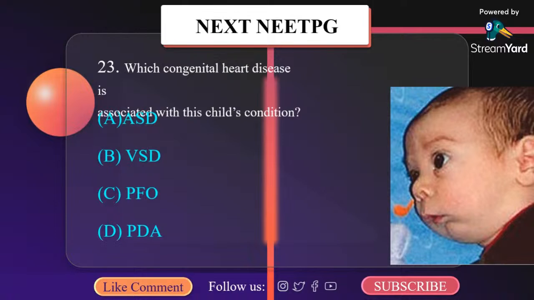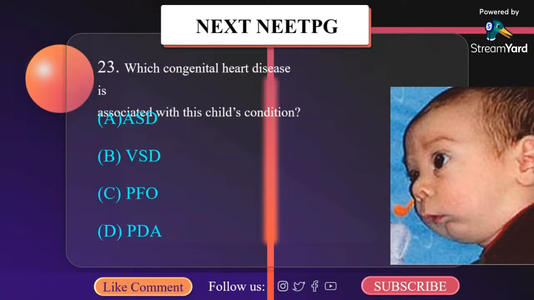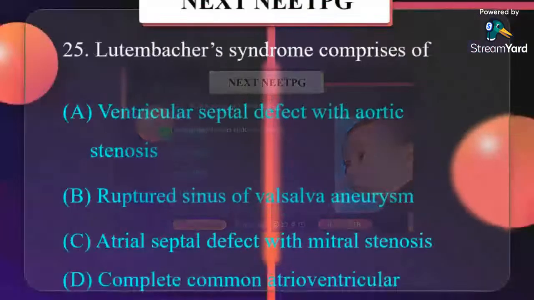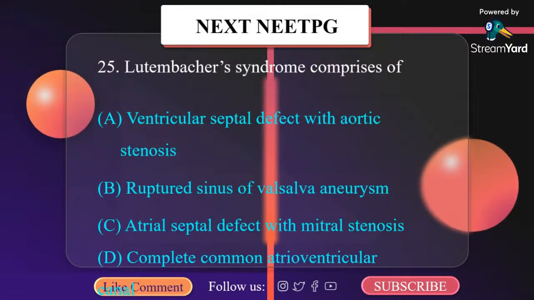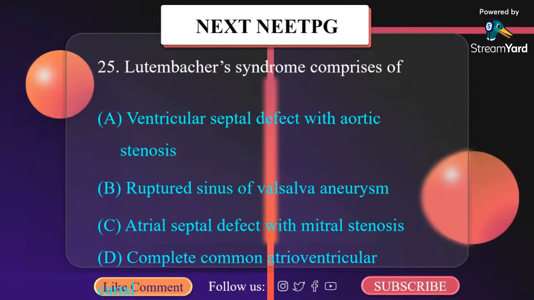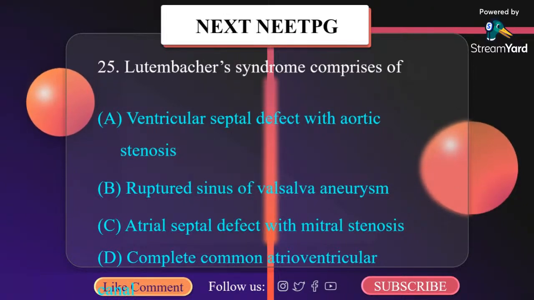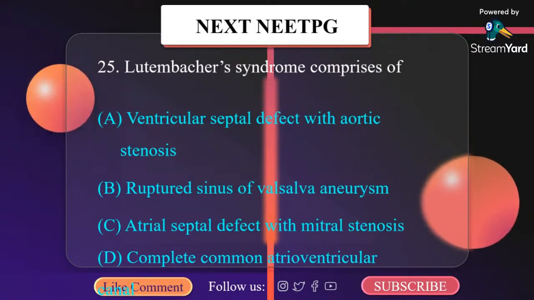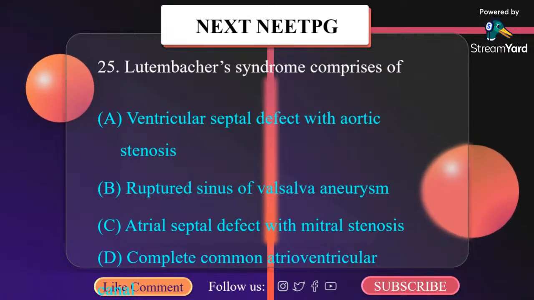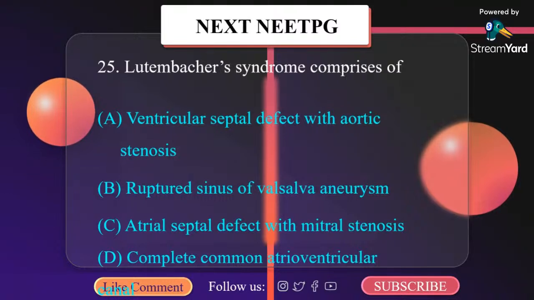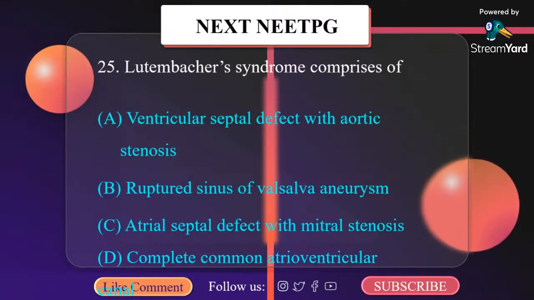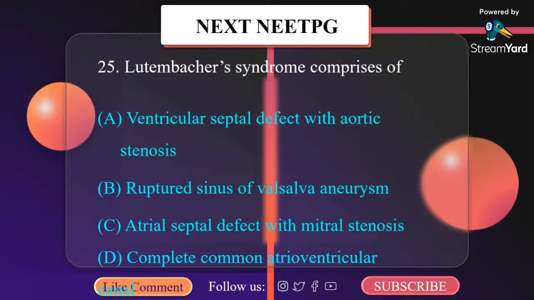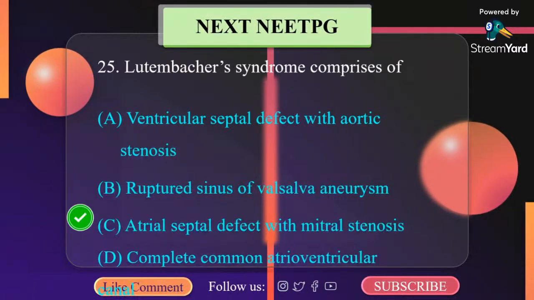Which congenital heart disease is associated with the child's condition? A. ASD, B. VSD, C. PFO, D. PDA. This child with, you can see, micrognathia, retrognathia has Pierre-Robin syndrome, which is associated with atrial septal defect. Lutembacher syndrome comprises, well, in Lutembacher syndrome there is an atrial septal defect. Look at the option where there is atrial septal defect. Atrial septal defect with mitral stenosis. Lutembacher syndrome is defined as a combination of mitral stenosis and a left to right shunt at the atrial level. Typically, the left to right shunt is an atrial septal defect of first and second variety. So the correct answer is atrial septal defect, mitral stenosis.